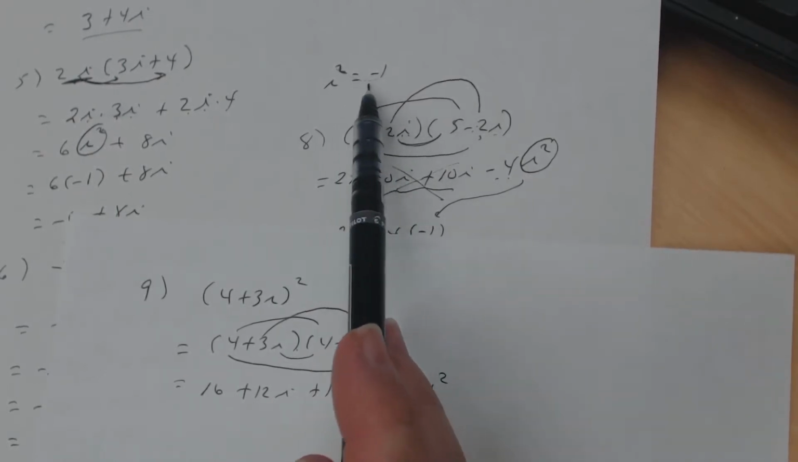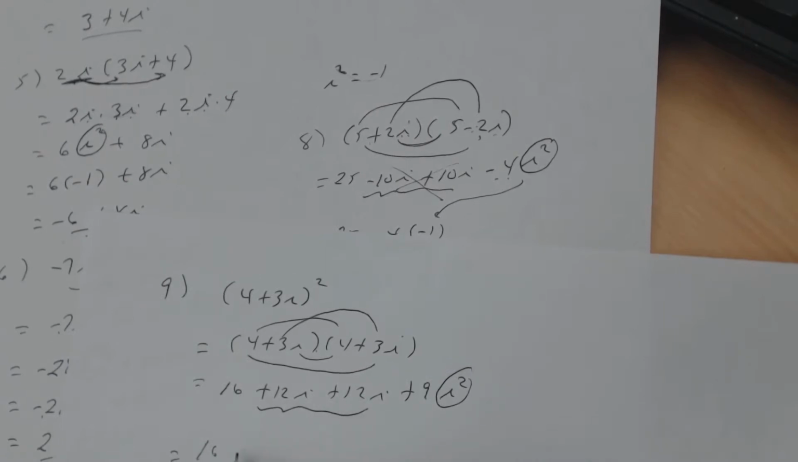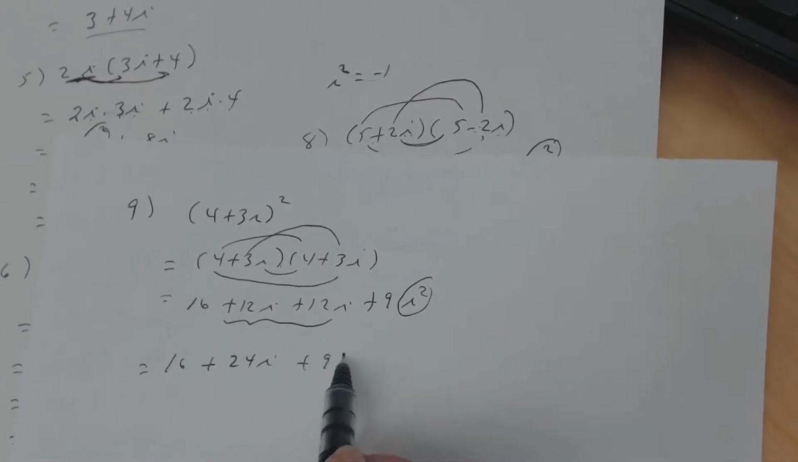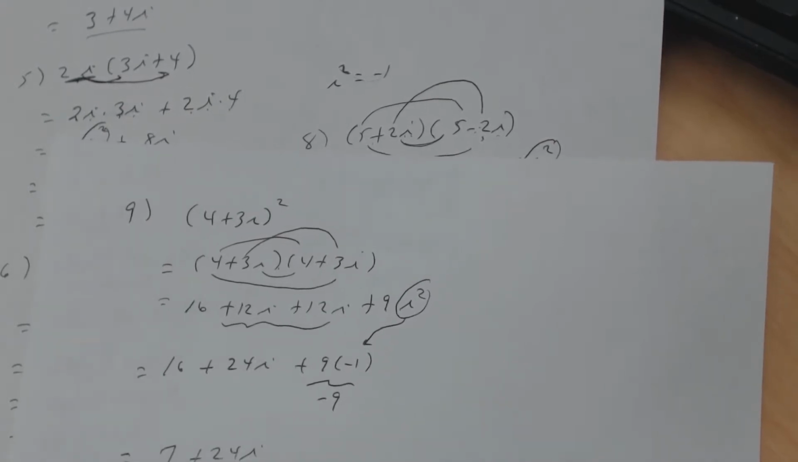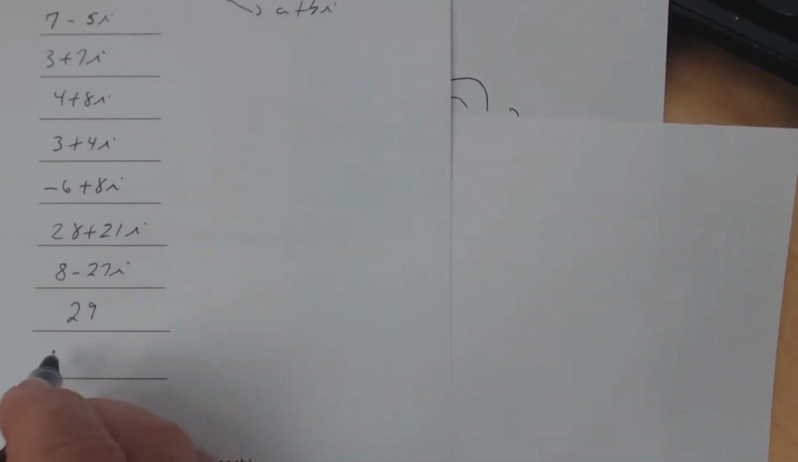Okay, using the fact that I squared equals a negative 1, and combining the outer and inner terms, I get 16, 12i and another 12i is 24i. And this becomes plus 9 times negative 1, because that's what I squared equals. So this becomes negative 9. So 16 and a negative 9 is 7, and then plus 24i. So 7 plus 24i, there's your answer. Number 9 is 7 plus 24i.